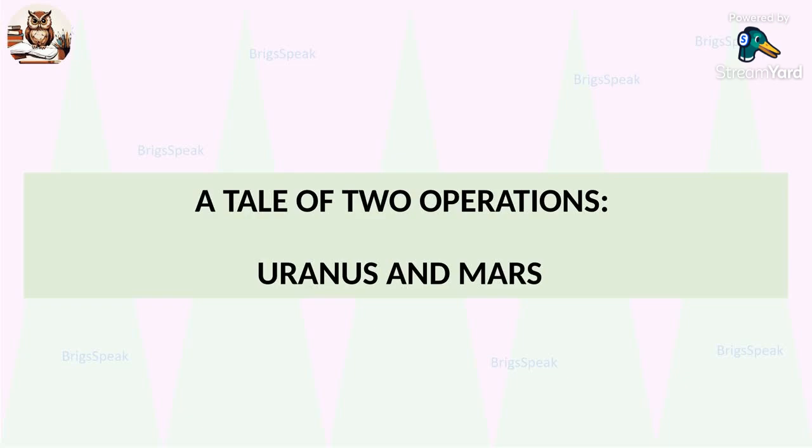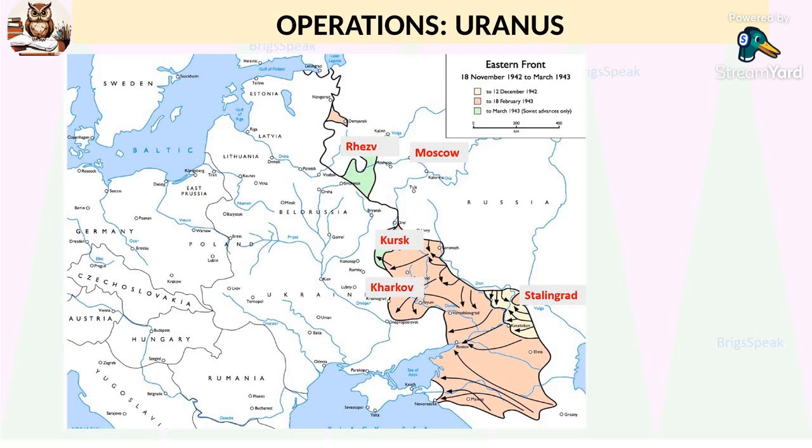The next part deals with the tale of two operations, that is Uranus and Mars. In the late 1940s, two major Soviet operations, Operation Uranus and Operation Mars, showcased both the triumphs and challenges of Soviet operational art during World War II. While Uranus is celebrated as a decisive turning point at Stalingrad, Mars is remembered as a costly failure. We will see them one by one.